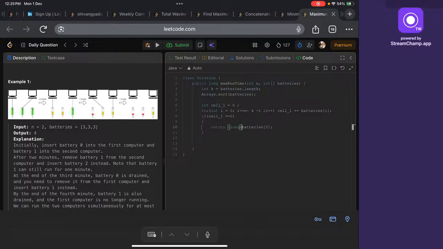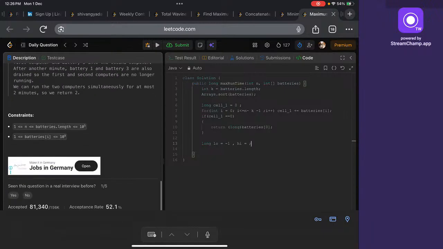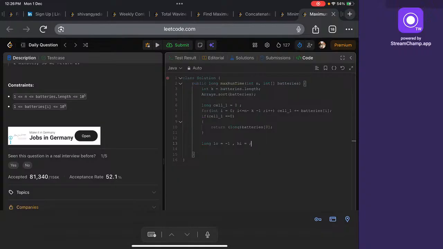We are searching for the lower bound, and we need to convert this to long. By default it is an integer, and we need to take the cell battery size as long. Now we need a lower bound. The not possible value for the lower bound is -1, and for high, we need to think about it. Let's see the constraints. Battery size can be 10 power 9, and batteries.length can range up to 10 to the power 5.